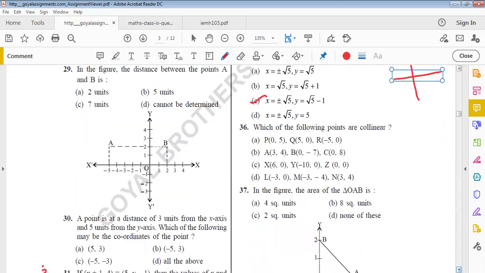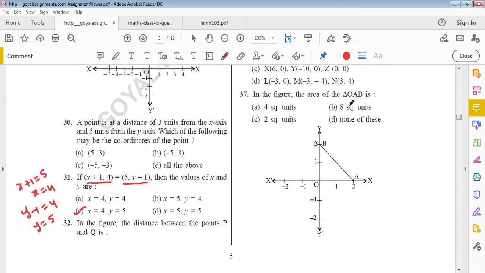In the given figure, what is the area of the triangle OAB? See, you take this distance, 2 units, and this distance, 2 units. So the formula, half into base into height, half into 2 into 2. The 2 gets cancelled, so 2 square units.